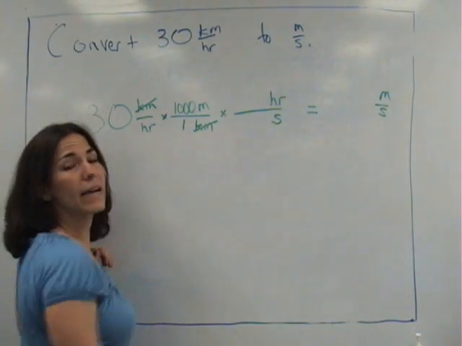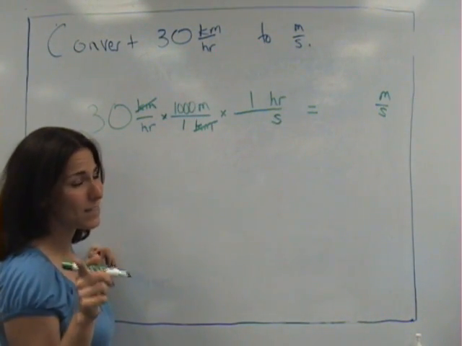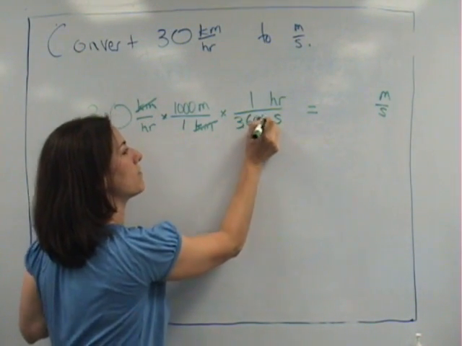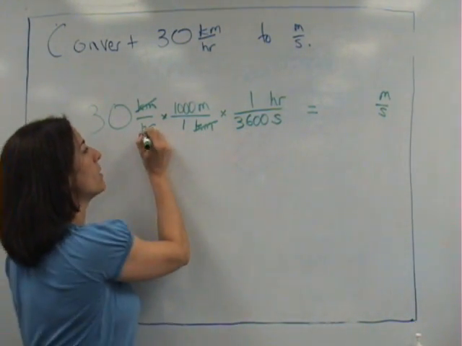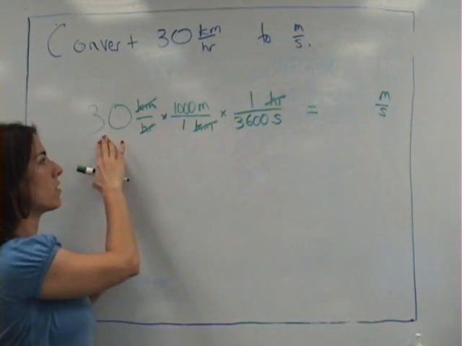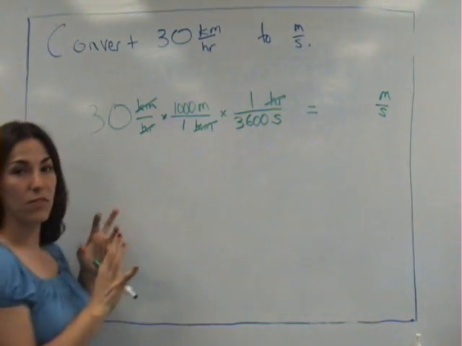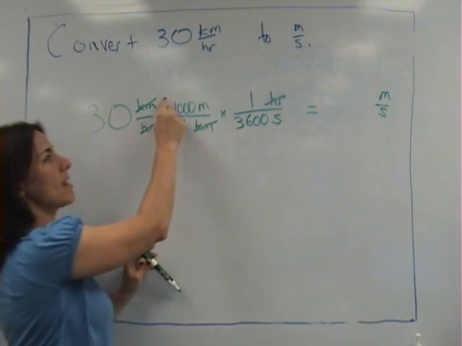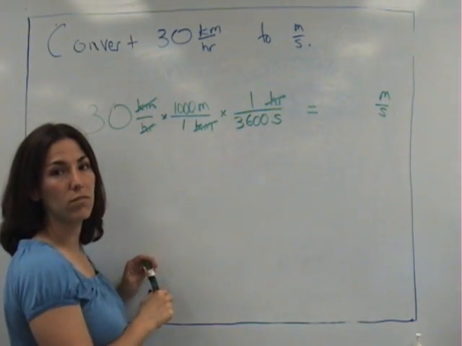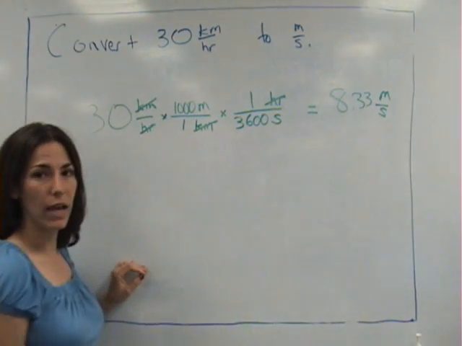So I just need to know hours and seconds, how are they related? And 1 hour is 60 minutes, and each minute is 60 seconds, so 1 hour is 60 times 60. 1 hour is 3,600 seconds. So this gets rid of hours and gets into seconds. So the whole setup now is to start with a 30, cancel the kilometers here, cancel the hours here. And to figure it out mathematically, I'm just going to go 30 times 1,000 divided by 1 times 1 divided by 3,600. Check it on your calculator. Make sure you get 8.33 meters per second.